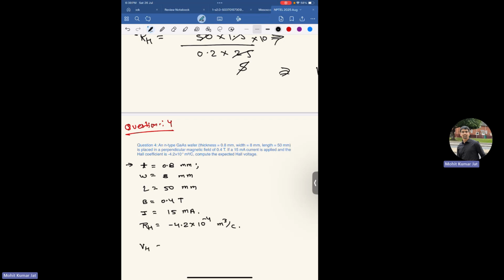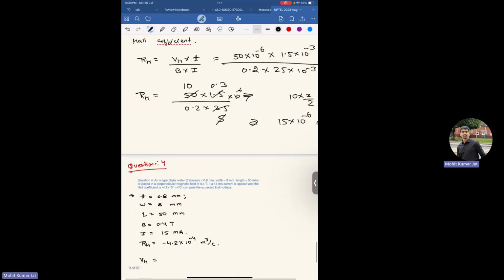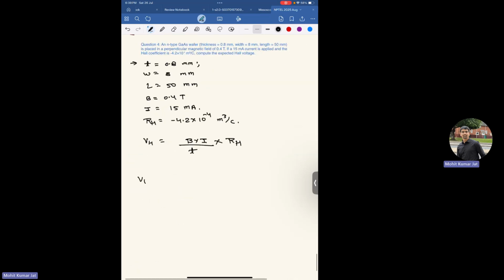VH they are asking. So we know from the above equation, VH is related by B times I by T, multiplied by RH. So let's do it. VH will be nothing but B, the magnetic field, is 0.4, I is 15 milliamps, RH is minus 4.2 into 10 power minus 4, and the thickness here is 0.8 into 10 power minus 3. So let's just compute it.